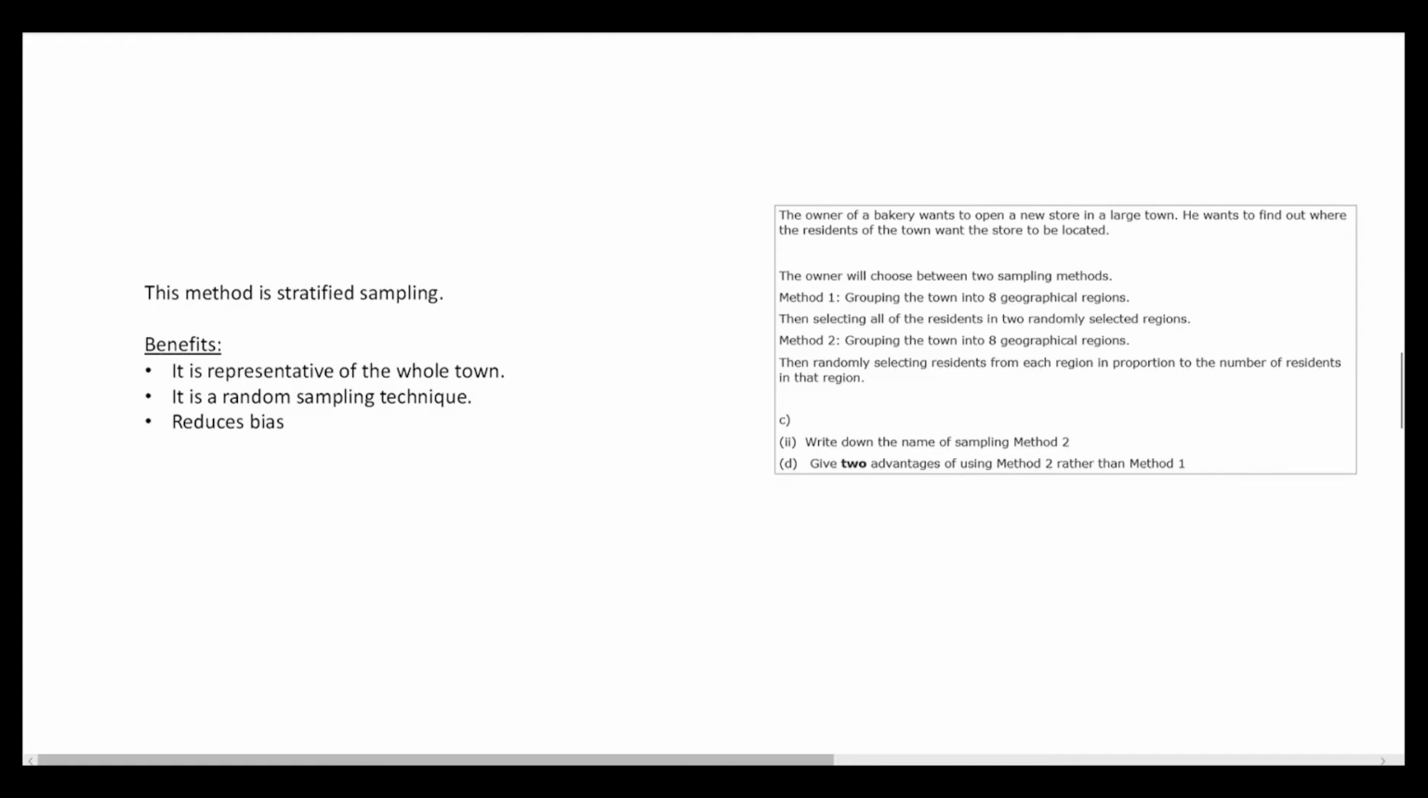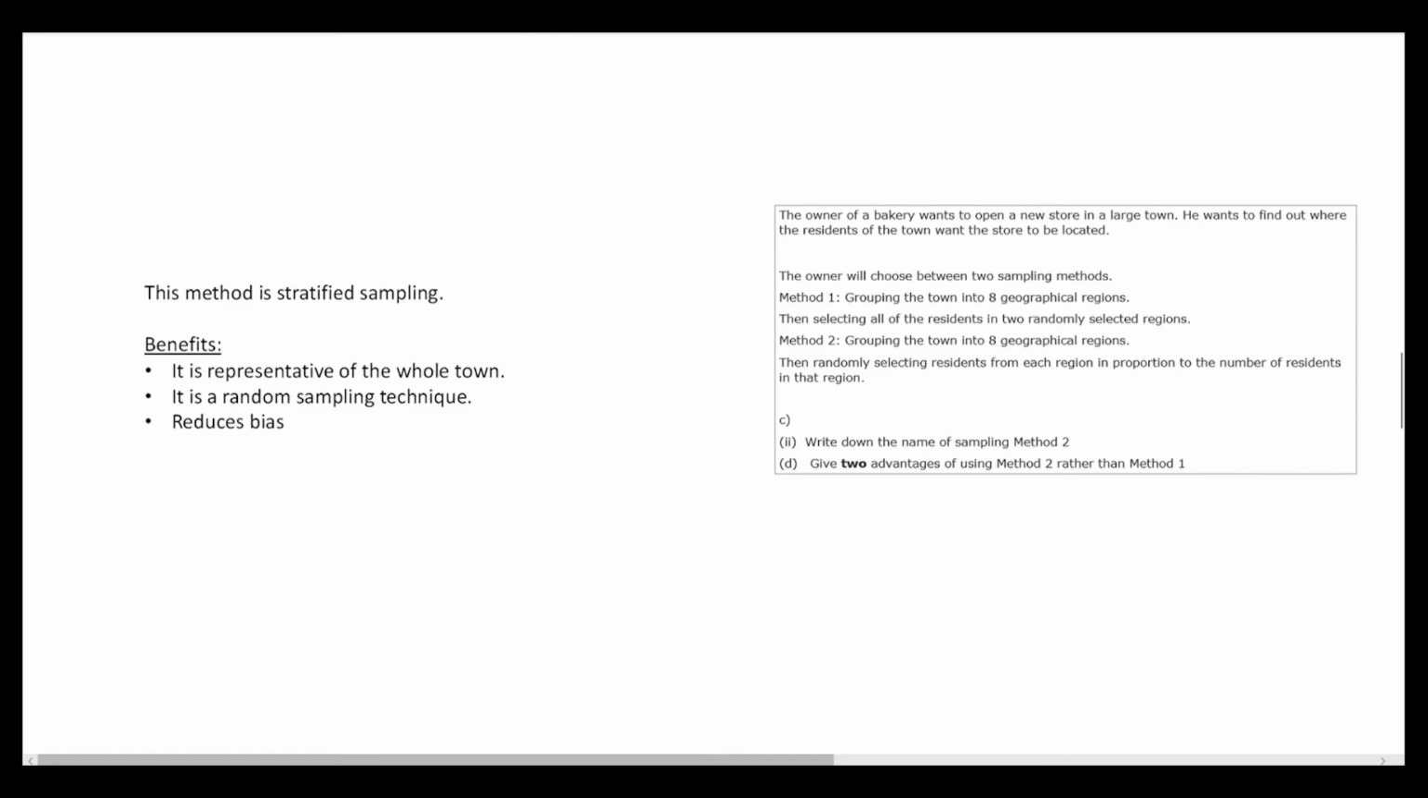Firstly, stratified sampling is so great because it's representative of the town. We're getting responses from all areas of the town. If we use cluster sampling, let's say we were talking about London, we might have just chosen North London and East London. We wouldn't have had any representation from West or South. With stratified, we'll speak with a few from the north, from the east, from the south, from the southwest, from the northwest, from southeast, from all the different regions of the city.